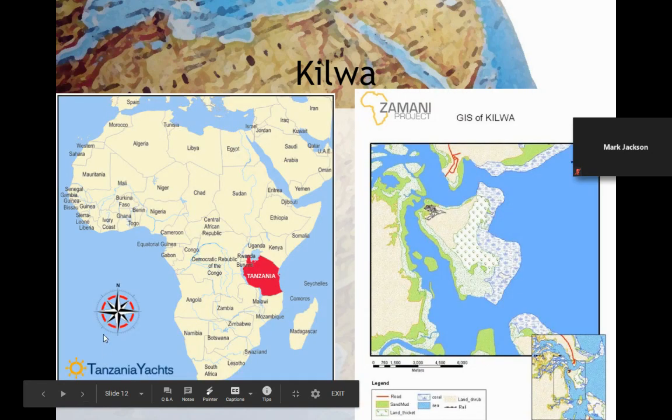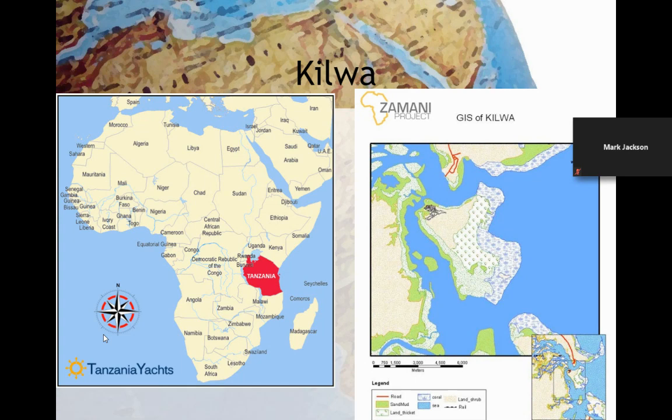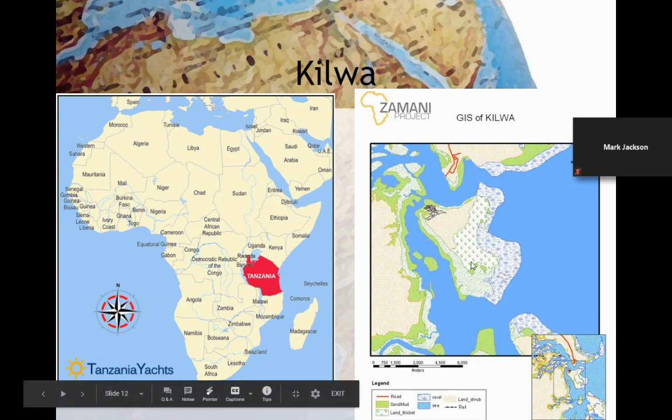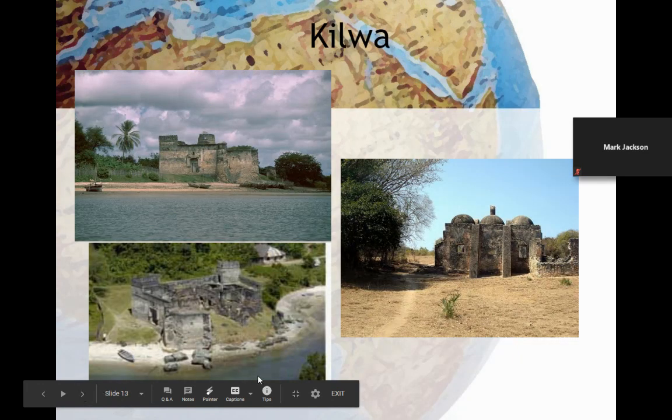Kilwa is located in modern-day Tanzania. It is actually a little island nation, a little island right here in Tanzania. And this is some of the architectural remains of the Kingdom of Kilwa.